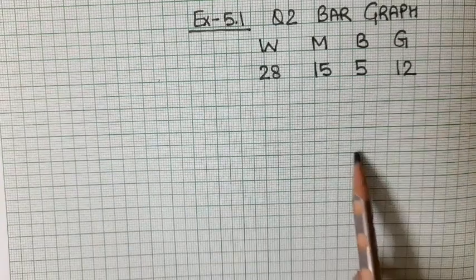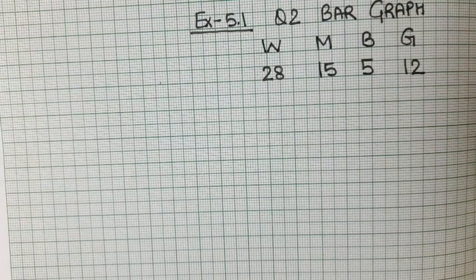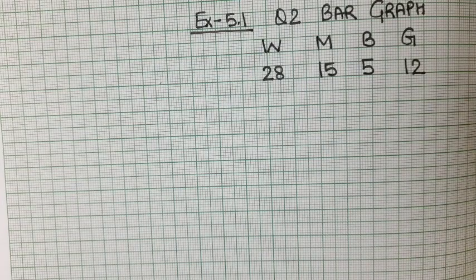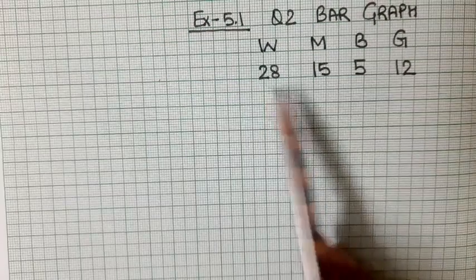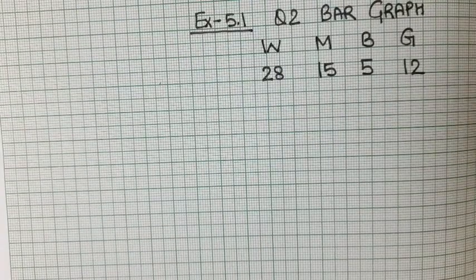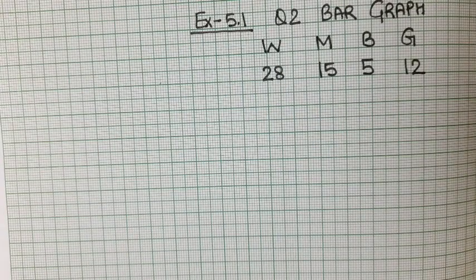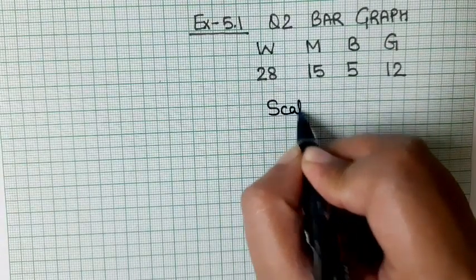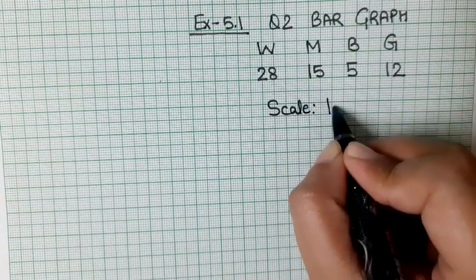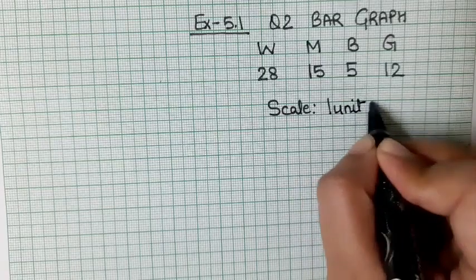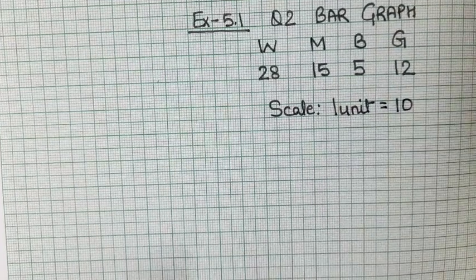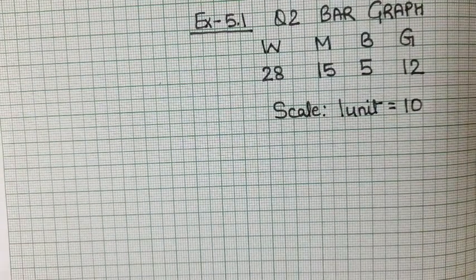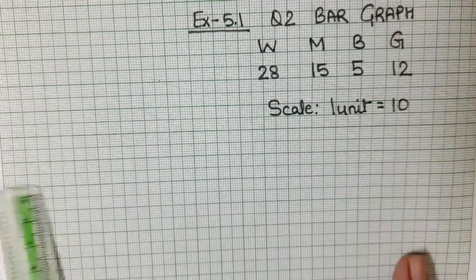Next, we are now constructing the bar graph of question number 2, exercise 5.1, and the data values that we have to represent through the bars are 28, 15, 5, and 12. So, a suitable scale for this bar graph can be 1 unit equal to 10. So, that's 1 unit equal to 10 is the scale that we have chosen, and now we can easily draw the bar graph.